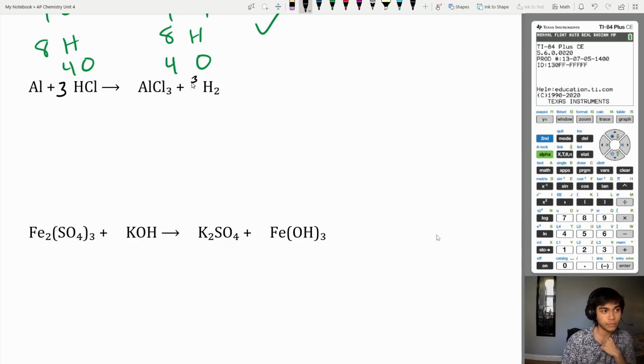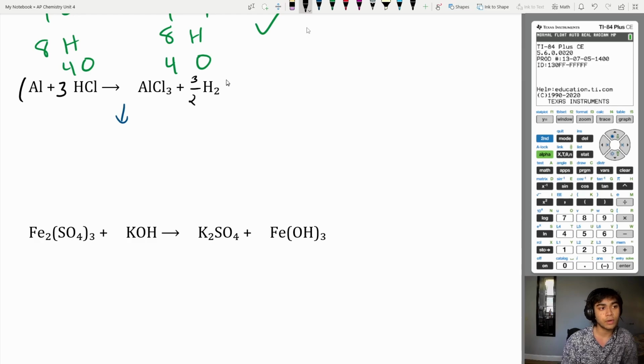Well, you could do a fraction. You could do 3/2 hydrogen that produces 3 hydrogen atoms, and that does balance the entire equation. But the thing is, you don't really want a fraction as a coefficient when you're balancing a chemical equation. Sometimes you might see it, but most of the time it's going to be a whole number.